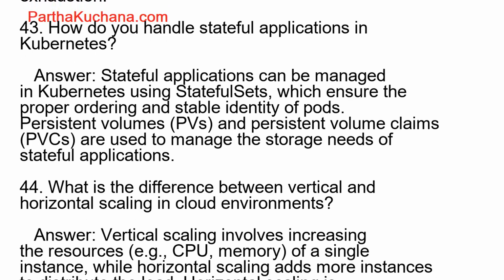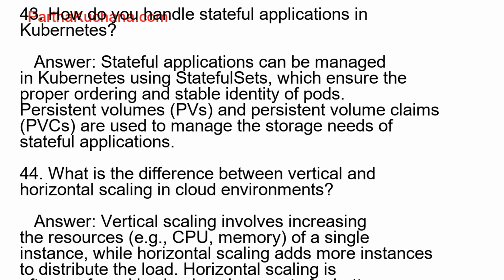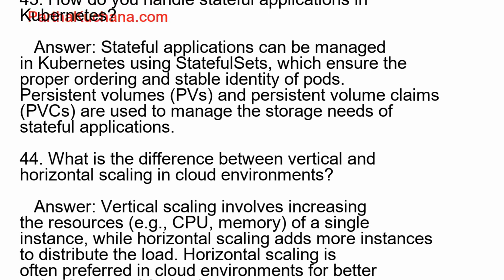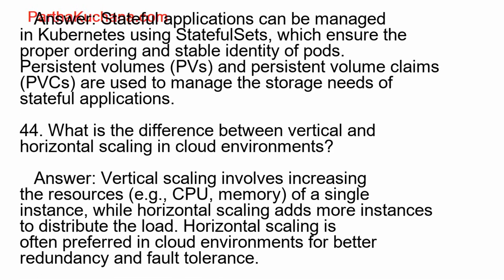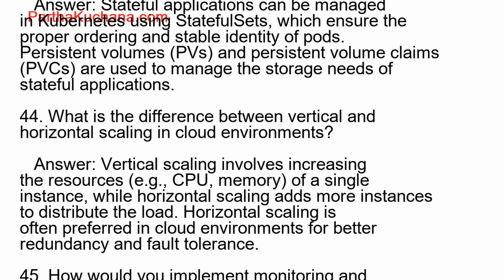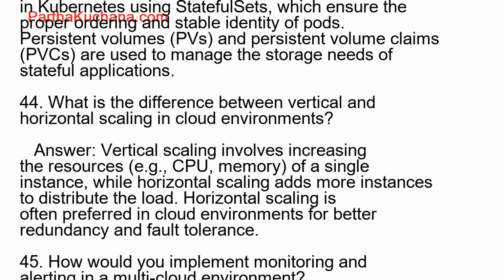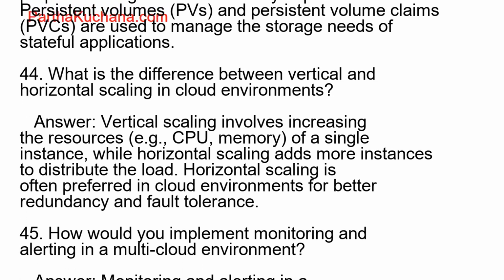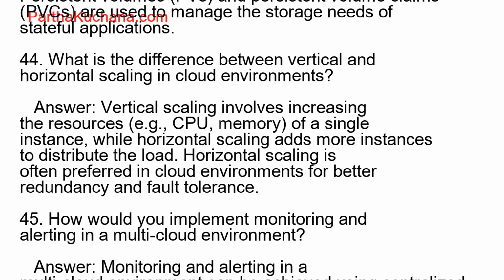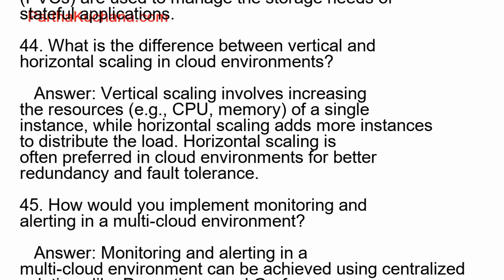45. How would you implement monitoring and alerting in a multi-cloud environment? Answer. Monitoring and alerting in a multi-cloud environment can be achieved using centralized solutions like Prometheus and Grafana or cloud-agnostic services like Datadog or New Relic. Alerts are configured based on predefined thresholds to notify administrators of issues.